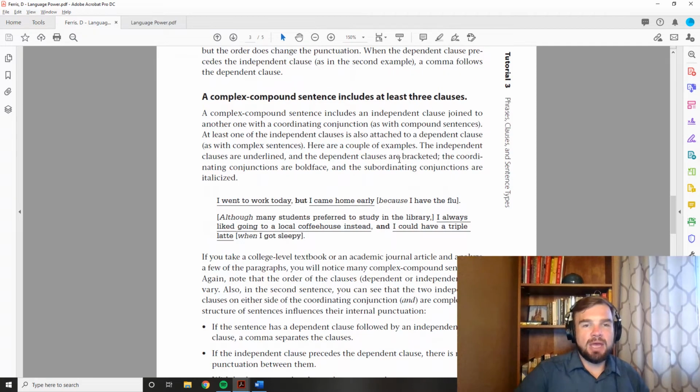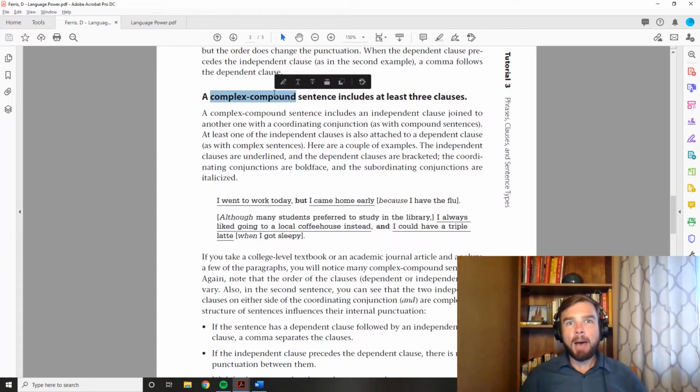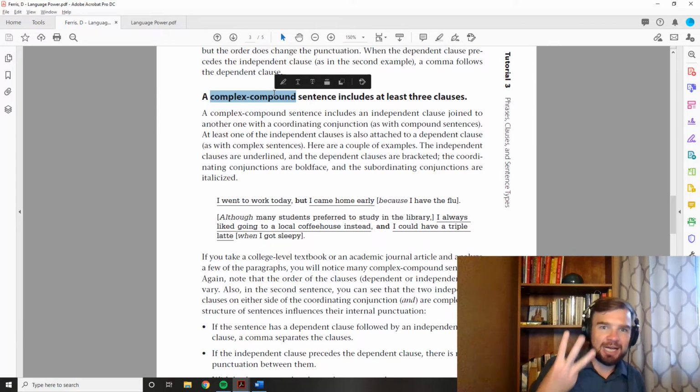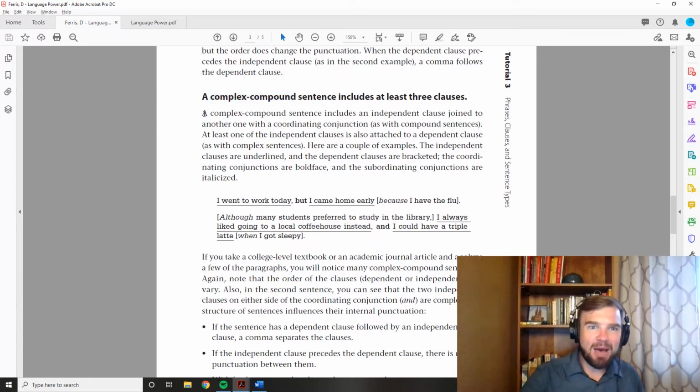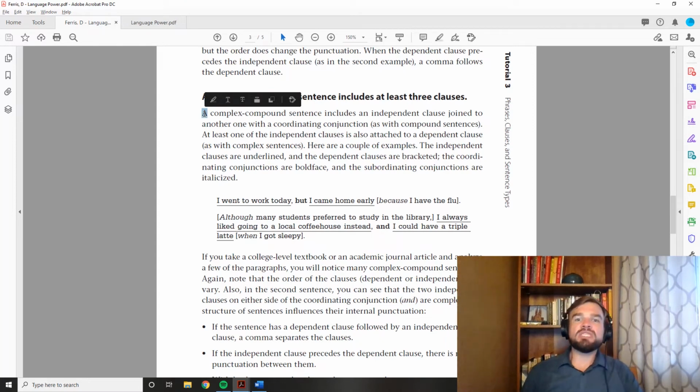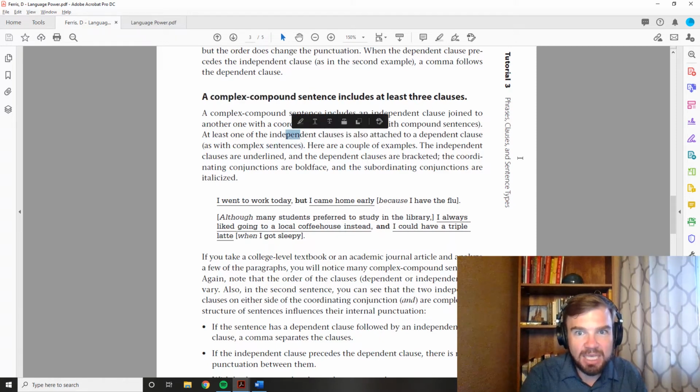All right. Our final sentence type, and the most difficult, if I'm honest, right? A complex compound sentence has at least 3 clauses. So, a complex compound sentence includes an independent clause joined to another one with a coordinating conjunction, just like in compound sentences. At least one of these independent clauses is also attached to a dependent clause, just like with complex sentences. So look at some examples.